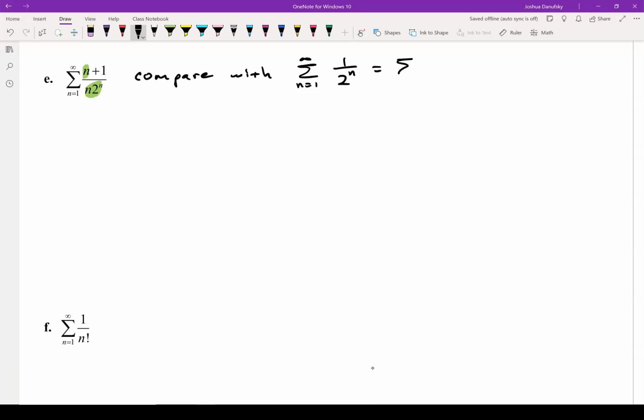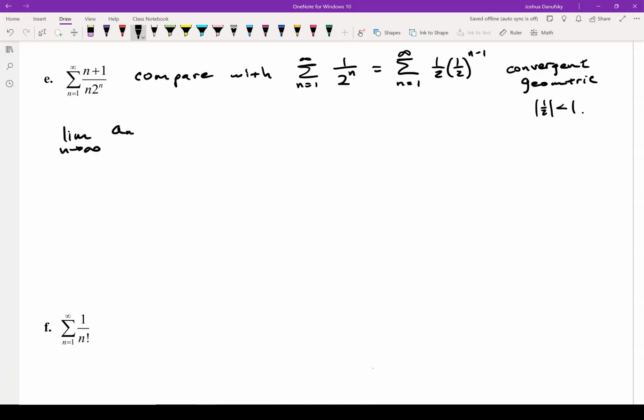We know this series to be a convergent geometric series. We could rewrite it this way. It converges because r is equal to a half, and of course the absolute value of 1/2 is less than 1. So now we take the limit as n approaches infinity of a sub n over b sub n.